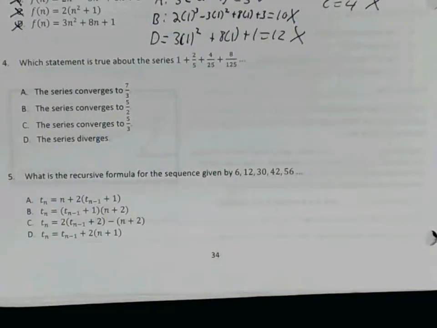What is the recursive formula of the sequence given by 6, 12, 30, 42, 56? Okay? Well, what we first have to do is plug in values and see if we can get the correct term out. So let's evaluate these terms and let's see if we can find a pattern here.